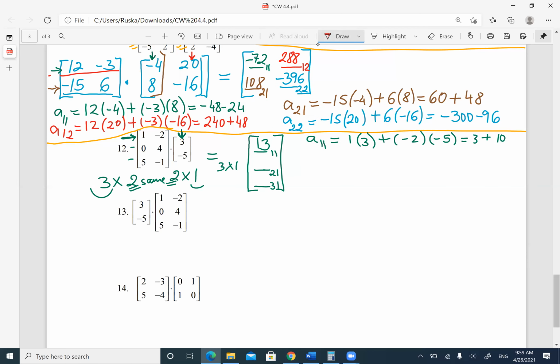Then I'm going to go, the second one is going to be A, 2 and 1. So I'm multiplying the second row and the same column. So it's going to be 0 times 3 plus 4 times negative 5. 0 times 3 is 0, and it's going to be negative 20.